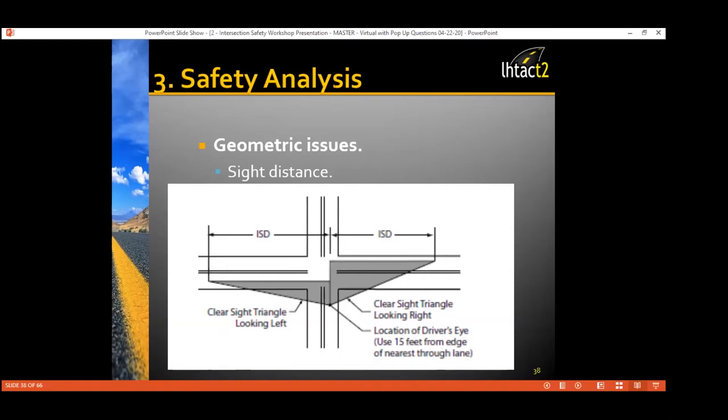So it's important to recognize that approaching motorists on the major road, that's the road going from left to right across your screen, need to be able to see side street vehicles approaching the stop sign, and the minor road motorists need to see approaching major road vehicles before entering the intersection. Poor sight distance can lead to rear-end crashes on the approaches and to angle crashes within the intersection, as motorists may be unable to see and react to traffic control devices or the approaching vehicles. Intersection sight distance is measured along the major road, beginning at a point where it coincides with the location of the minor road vehicle.